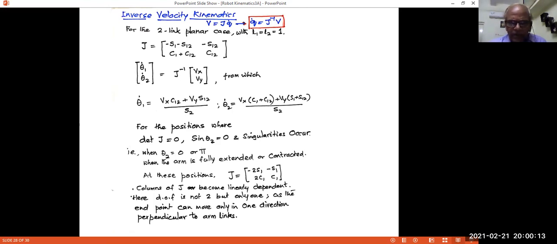Actually, what happens to your Jacobian when sine theta 2 is equal to 0 is this. You find the two columns of the Jacobian are like this. They are linearly dependent, and as such, the degree of freedom is reduced by 1. So the degree of freedom has reduced by 1 at these points.